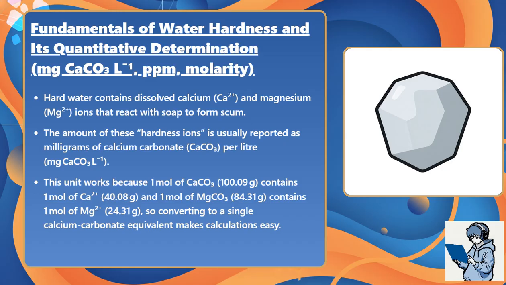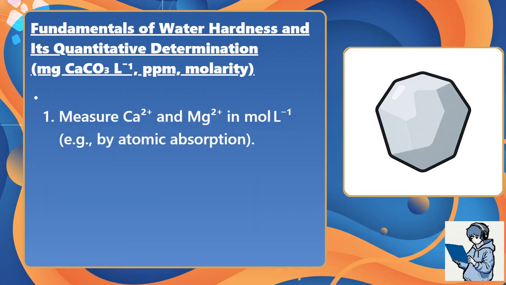40.08 grams, and 1 mole of magnesium carbonate, 84.31 grams, contains 1 mole of magnesium 2+, 24.31 grams, so converting to a single calcium carbonate equivalent makes calculations easy. Conversion steps. Step 1.